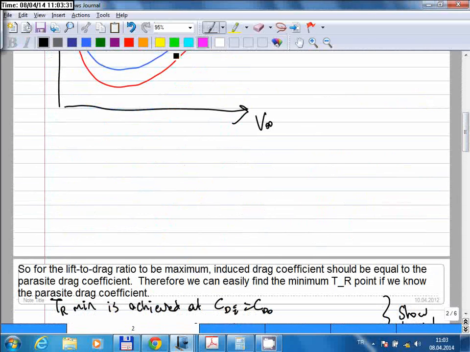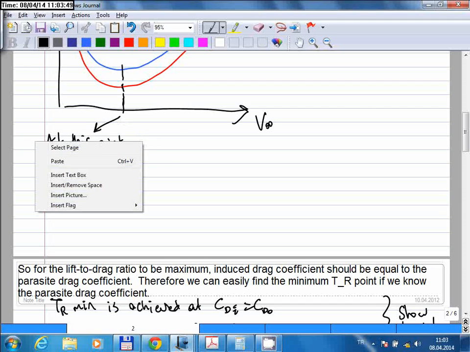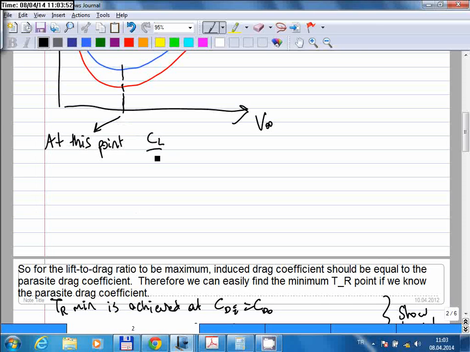Okay, so to find this minimum point, at this point, CL over CD is maximum. And again, these two are not independent. So instead of CD, I can use the direct polar equation, which is CD0 plus K times CL squared.